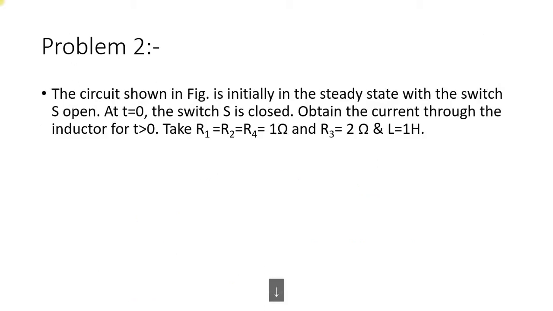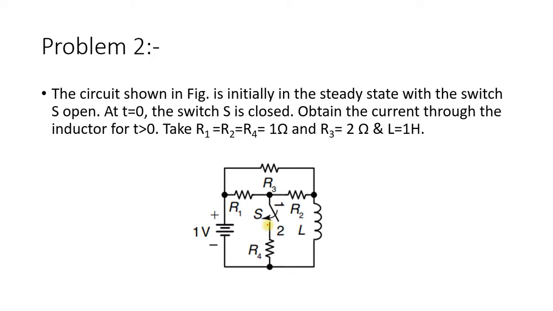Problem number 2. The circuit shown in the figure is initially in the steady state with the switch S open. That means initially the switch S is in open condition. When time t equal to 0, the switch S is closed. Obtain the current through the inductor for time greater than 0. Take R1 equal to R2 equal to R4 equal to 1 ohm, R3 equal to 2 ohm, and L equal to 1 Henry.